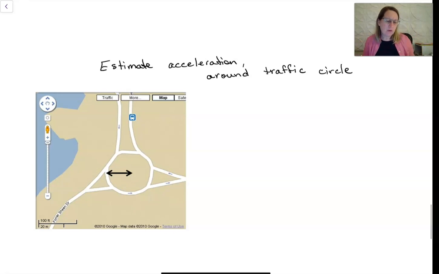Okay, so first of all, we're going to need the size of the traffic circle, and then we're going to need how fast you're going. If I look at this scale, I sort of drew this on here, you can see this is about here, so we can call the radius approximately 20 meters. So Google Maps tells us how big it is. And then we can say our speed, let's say we're going, I don't know, something like 20 miles per hour.